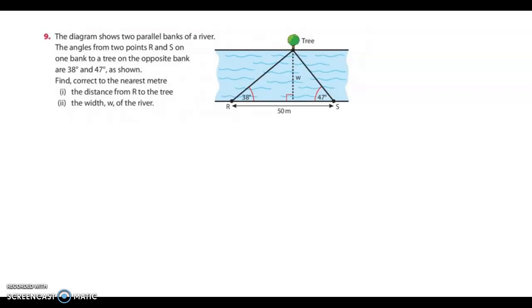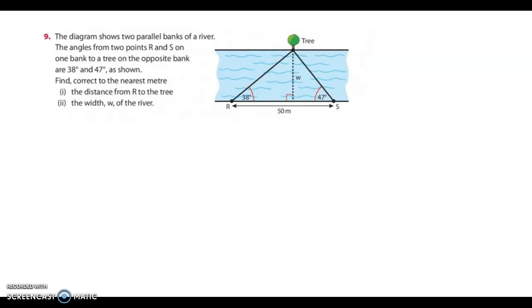Okay, this is another composite triangle question, and it's about a river. It says that the diagram shows two parallel banks of a river. The angles from the two points R and S on one bank to the tree on the opposite bank are 38 and 47 as shown.